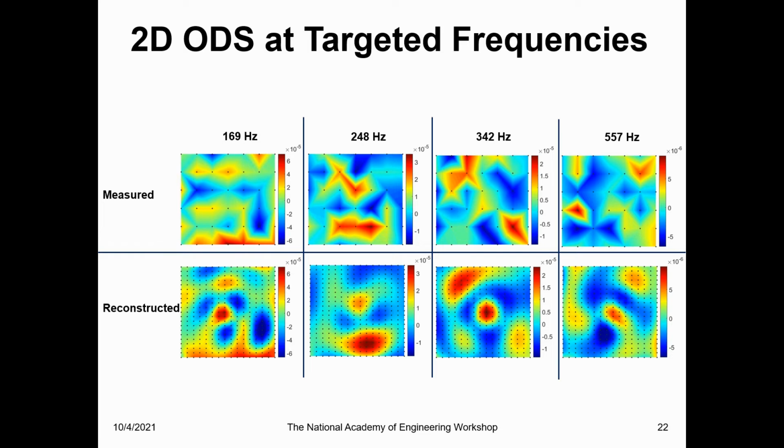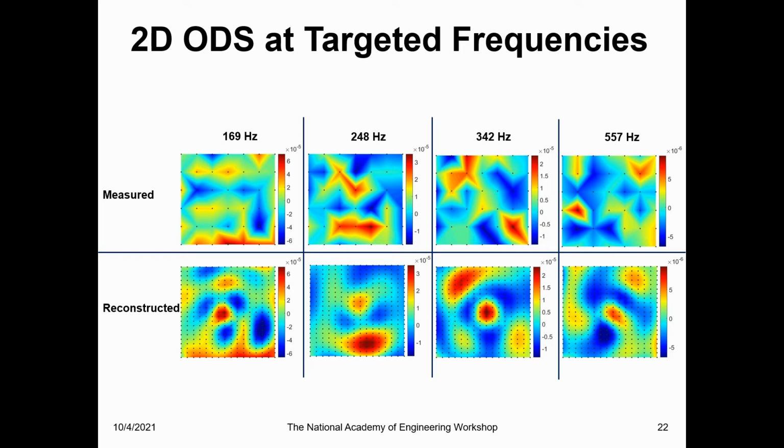In addition to the surface velocity spectrum, we also compare the forced vibration patterns, namely operational deflection shape, ODS, with the reconstructed ones. For brevity, we only display validations of the measured ODS versus reconstructed ones at targeted frequencies, namely 169 Hz, 248 Hz, 342 Hz, and 557 Hz.